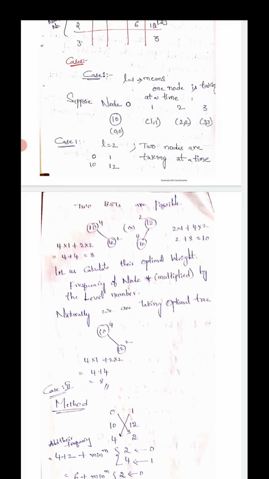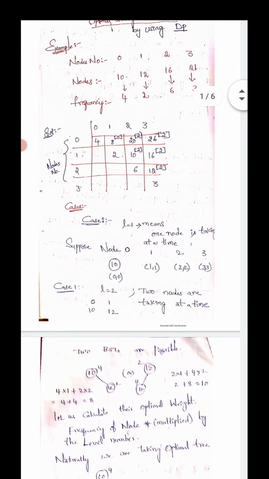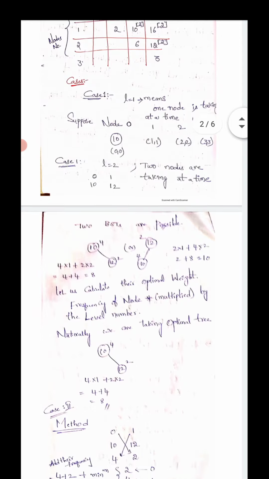Now coming to case 2, how will the method be followed here? If we take L equal to 2, in the sense 2 nodes are taken at a time. Let us see this question. Carefully, all of you write down the notes first and then watch the video if you want to understand it clearly. Listen carefully, otherwise you can't understand this. Case 2 method: L equal to 2, taking 2 nodes at a time, 0 1, the node numbers 10 12 and the frequencies 4 2.